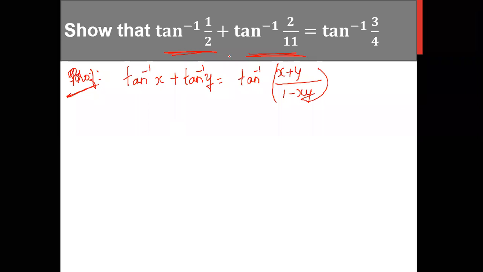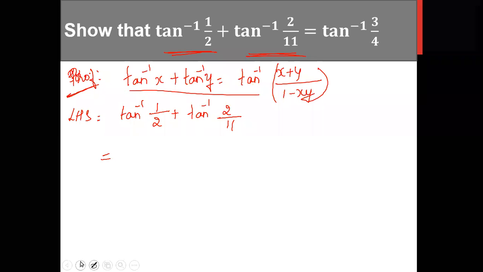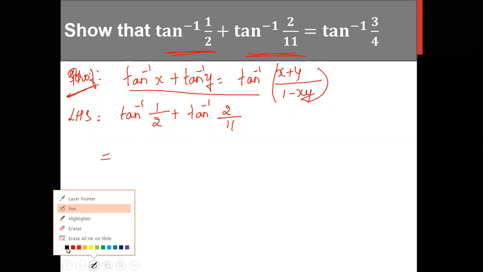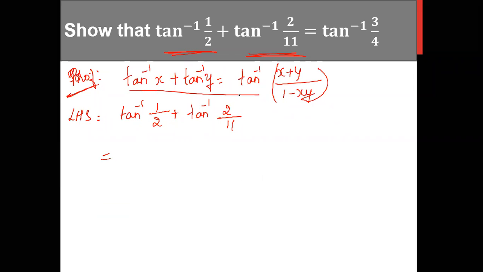So we'll start with the LHS and we'll proceed. Those who have understood, you can try the answer. Others, please observe. So I'll take the LHS. It is tan inverse half plus tan inverse 2 by 11. Here you have to apply this formula, that is tan inverse x plus tan inverse y is equal to tan inverse x plus y divided by 1 minus xy. So if I apply that formula, what happens?